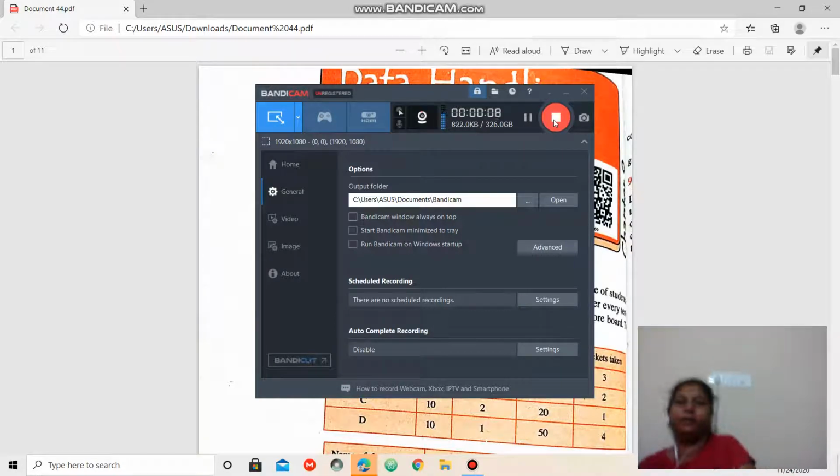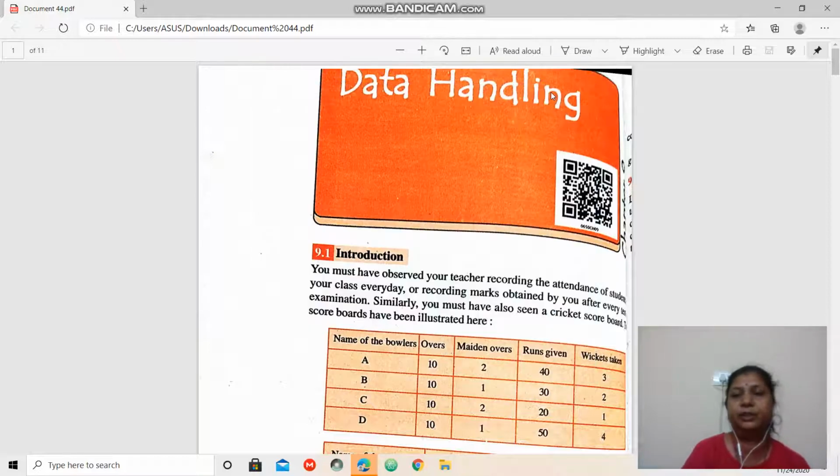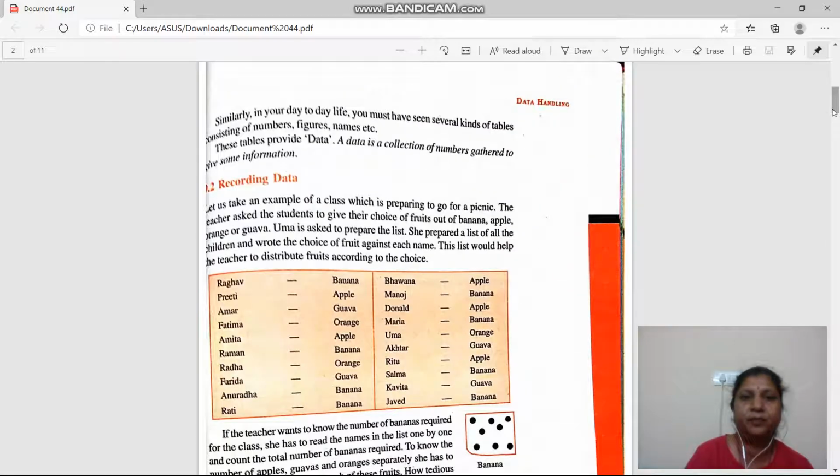So everyone has drawn the bar graphs. Okay, now we have completed this chapter. Now we will start today's revision. Okay, so first give me the definition of data. Data is a collection of numbers gathered to give some information.